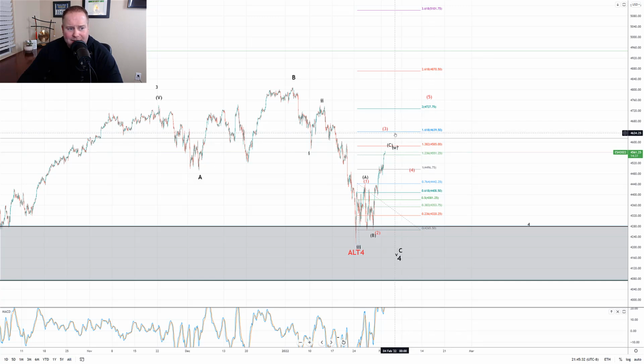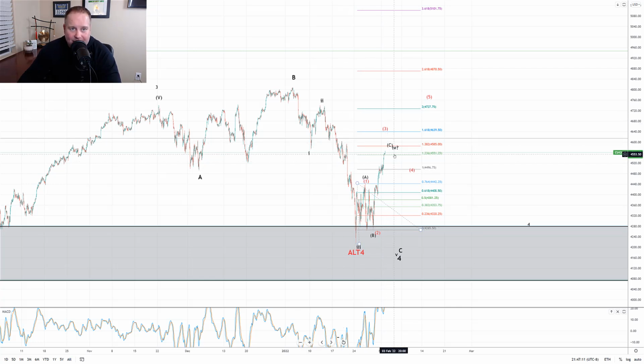The move up is just much too high, and it is starting to round out like a leading diagonal, because this move off the low is clearly a 3-wave structure, and then the move down in 2 or B here is a 3-wave structure, and currently this is a 3-wave structure up. So you have 3 waves everywhere. You have them on the way down, you have them on the way up.